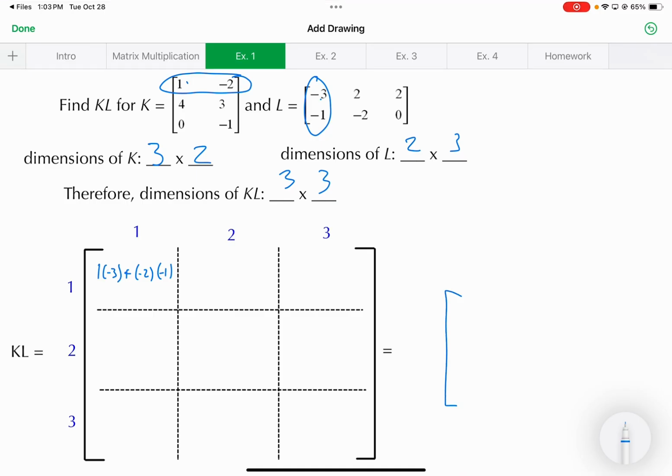Which gives me what? -1, because that would be -3 plus 2, which would give me -1. And that's my resulting entry. Okay?